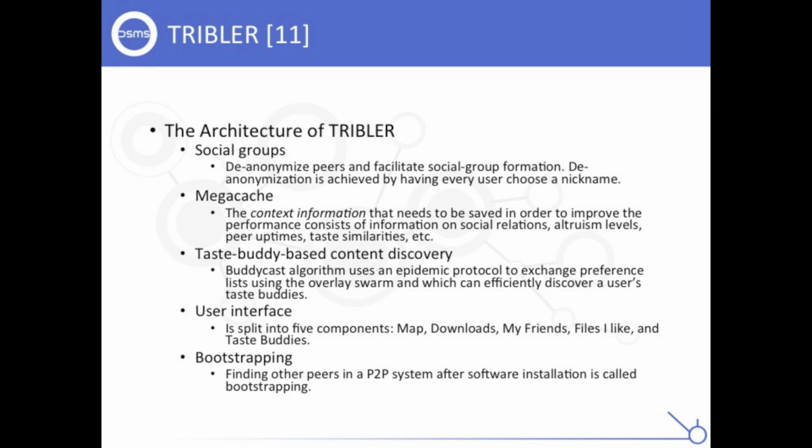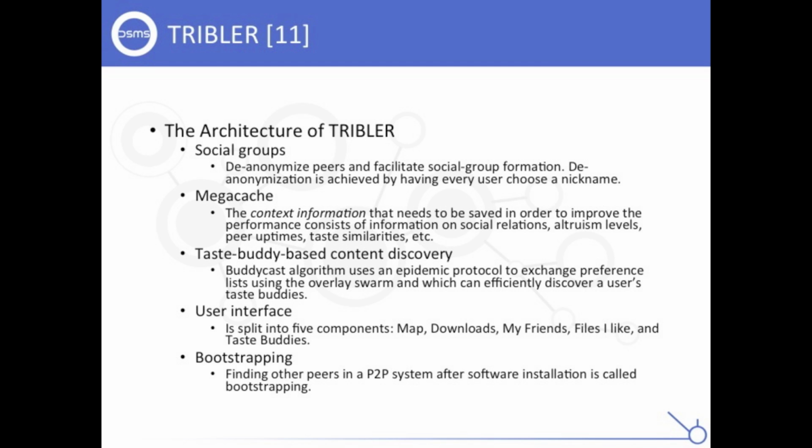Now we are going to talk about social-based peer-to-peer systems. The first one is Dribbler, and it has 5 components in its architecture. The first one is social groups that consist of de-anonymized peers and facilitate social group formation. The de-anonymization is achieved by having every user choose a nickname.